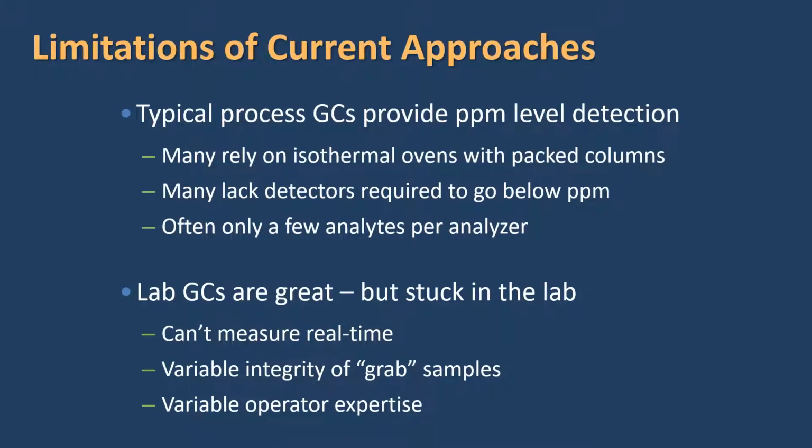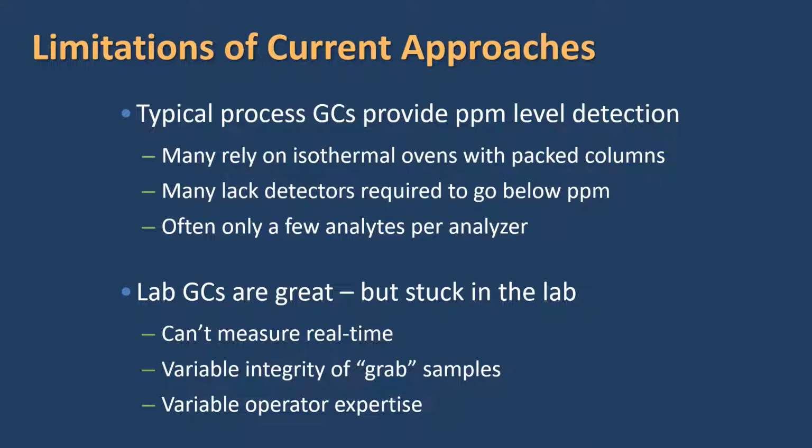Limitations of the current approaches. So these might be classical process GCs that you might find out on the market today. These guys are typically providing ppm level detection, and as we're out there in the ethylene spec wars, we want to be lower and lower with respect to detection limits of any impurity that we want to quantify. The lower we can spec, the more money we can get for our product. They mainly rely on isothermal ovens and packed columns, older technology. Many lack detectors required to go below the ppm, and often only a few analytes per analyzer. So that means we're going to have a series of analyzers in our shelter, each one addressing a portion of the sample list that we're talking about.